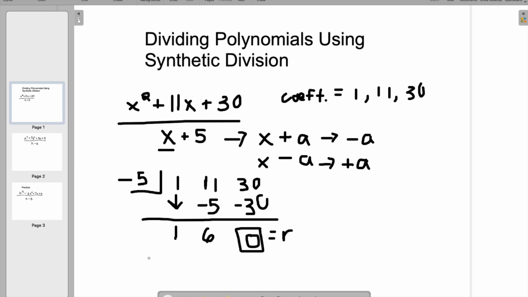And for the answer, you always want to start on the degree minus 1. So the answer is x plus 6, because x squared divided by x is x. So you always want to start on the degree lower. So that is our answer.